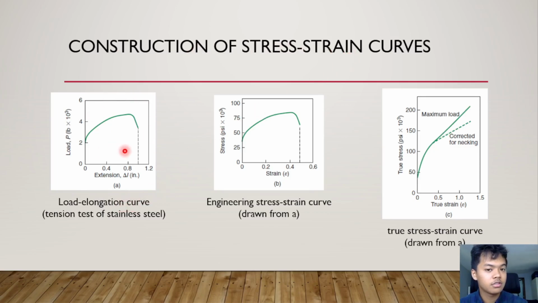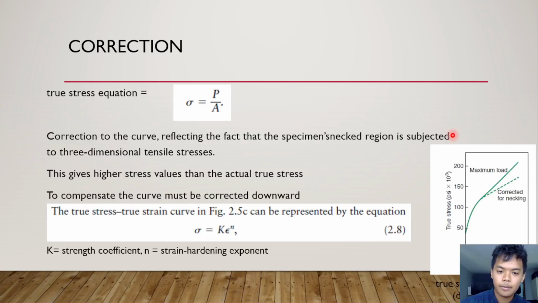As I have previously explained, straight out of the test we have what's called a load-elongation curve, a tension test of stainless steel. This is straight out of testing. We get load on the y-axis and extension on the x-axis. Then we can convert this into the engineering stress-strain curve and then to the true stress-strain curve. This is a weird phenomenon, but I'll explain that in further detail in the next slide.